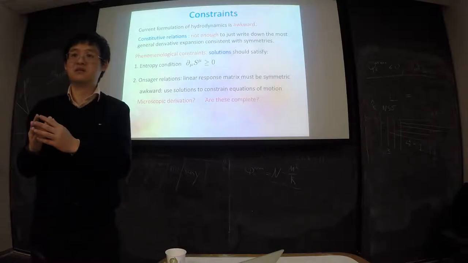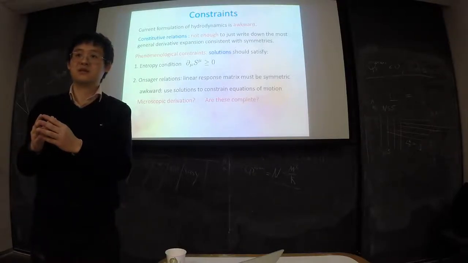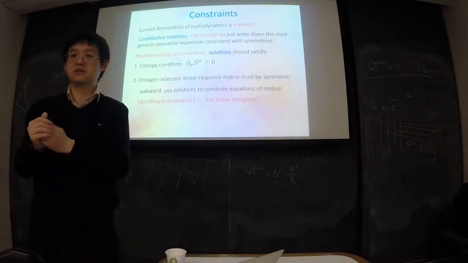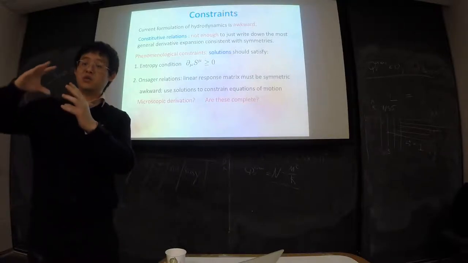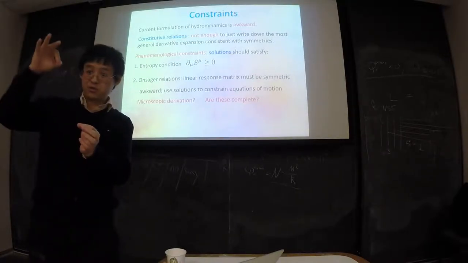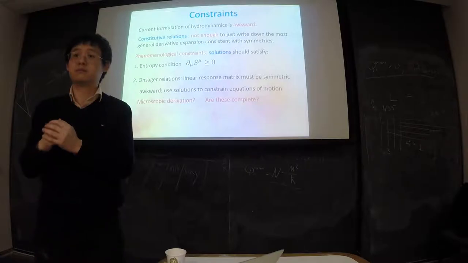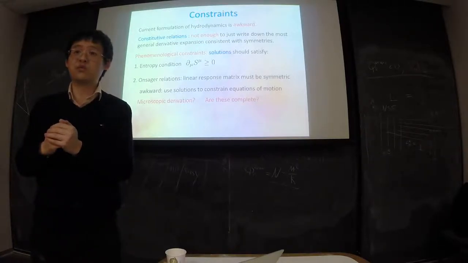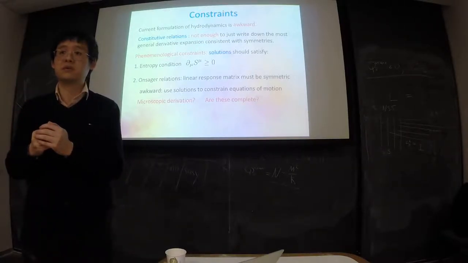There's an entropy current there, and it just says that the divergence has to be non-negative. It's true. So it allows entropy to flow in and out of subsystems. Yeah, but you have to be able to do it point by point.